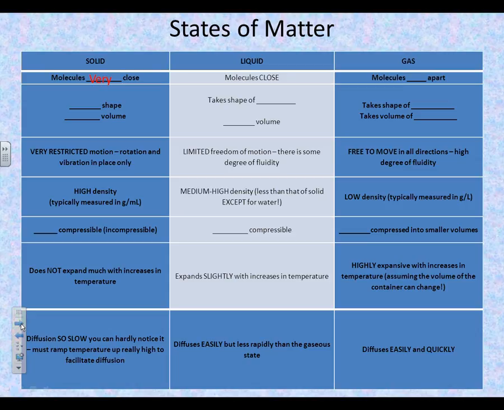But solids, if you just take a look at your pencil or your pen that you're using, they have a definite shape and a definite volume. That pen or pencil has the shape of a pen or pencil, and it has a set volume unless you sharpen it if it's a pencil. But they're very restricted in motion. They can rotate and vibrate only. That's all they can do. They can sit there and spin, or they can vibrate and buzz against each other.